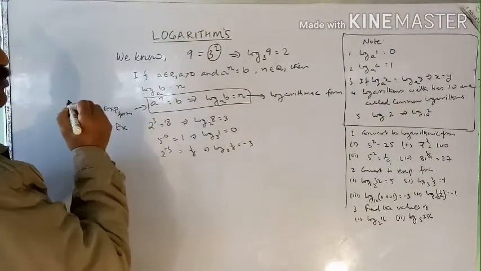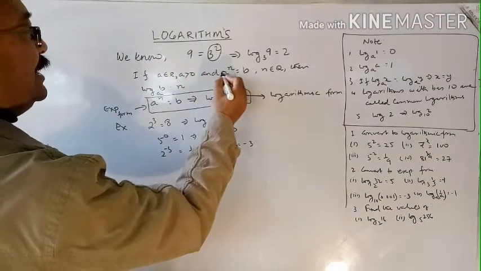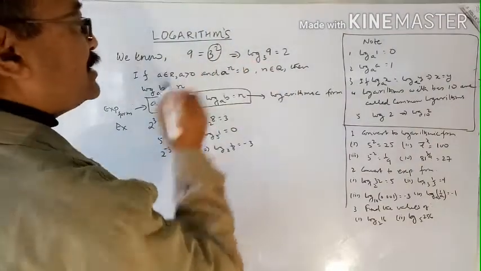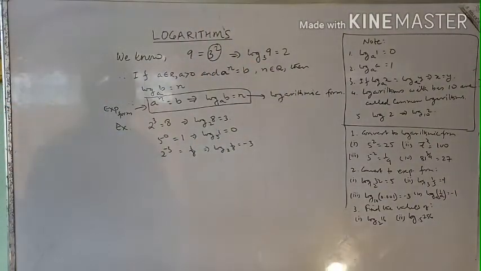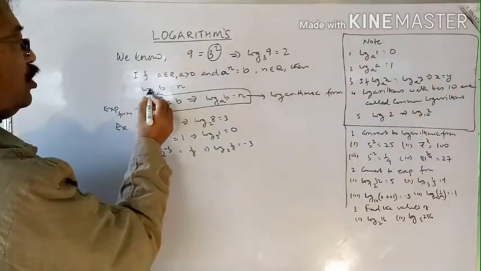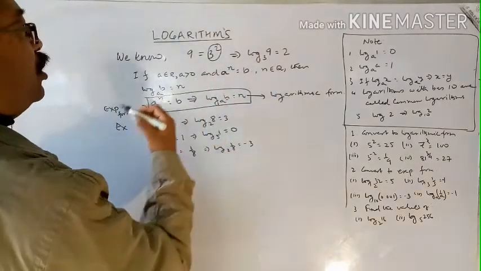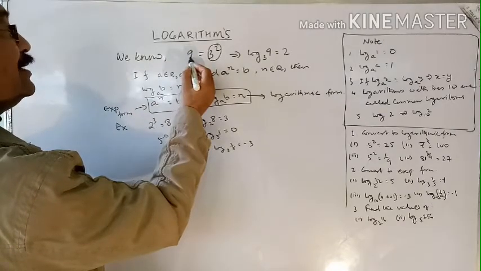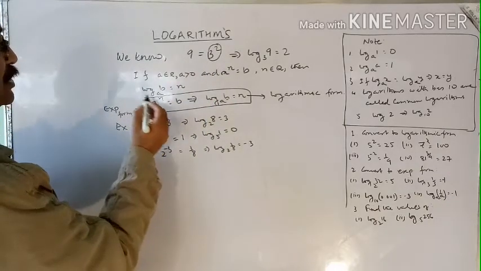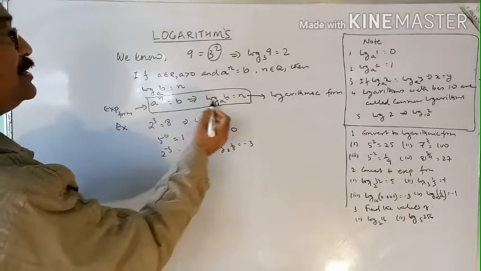Now if a is a real number and it is positive, greater than 0, and if a to the power n is equal to b, where n is a rational number, n belongs to Q, then we can write logarithm of b to the base a is equal to n. As we have seen here, the logarithm of this number 9 is the exponent of the base. This exponent is the logarithm. So here the exponent is n, so the logarithm of b is n when the base is a.